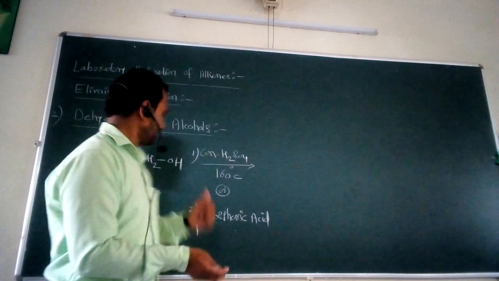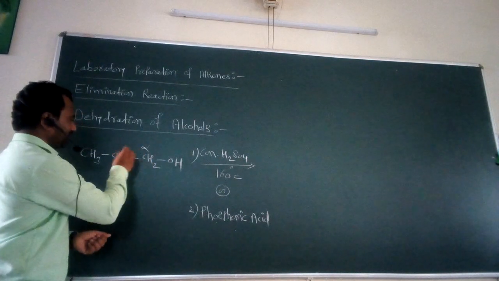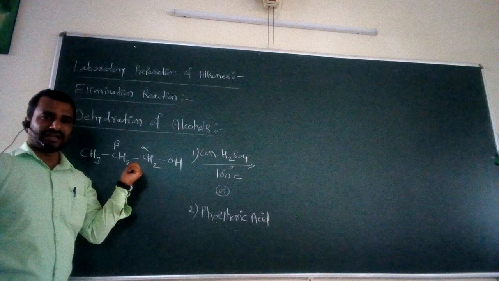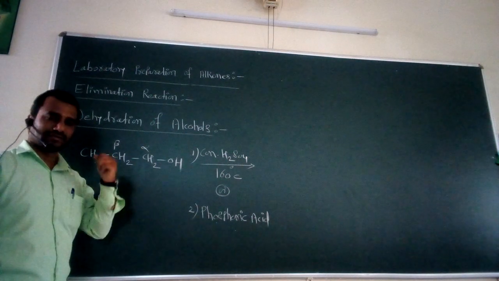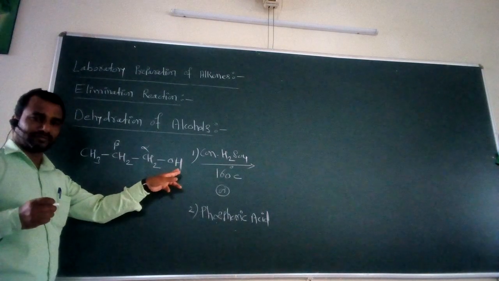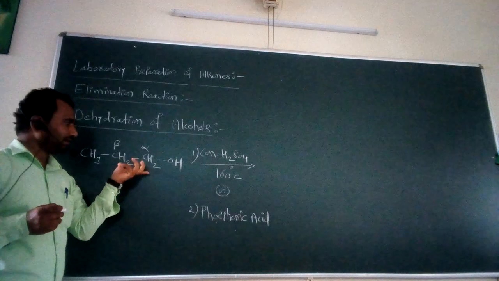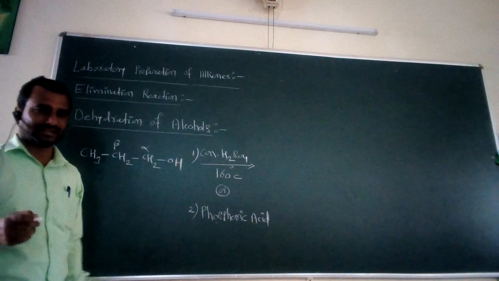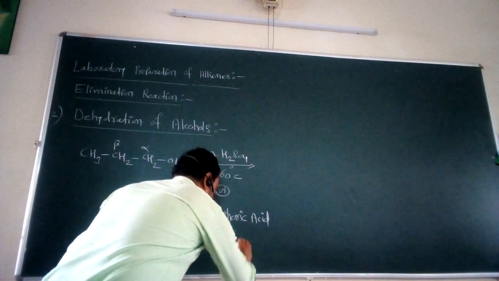In the propanol, if we look at the structure, this is the alpha carbon, and the adjacent carbon is called the beta carbon. At this beta carbon, two hydrogens are there. Those hydrogens are called the beta hydrogens. So, what happens? This OH from the alpha carbon and one of the beta hydrogens from this beta carbon get removed as a water molecule due to the beta elimination reaction. There is a removal of water. So, we write here minus H2O.